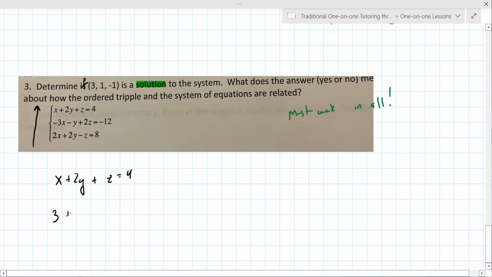evaluate these? So 3 plus 2 times 1 plus -1, does that equal 4? What do you say? Does that work?